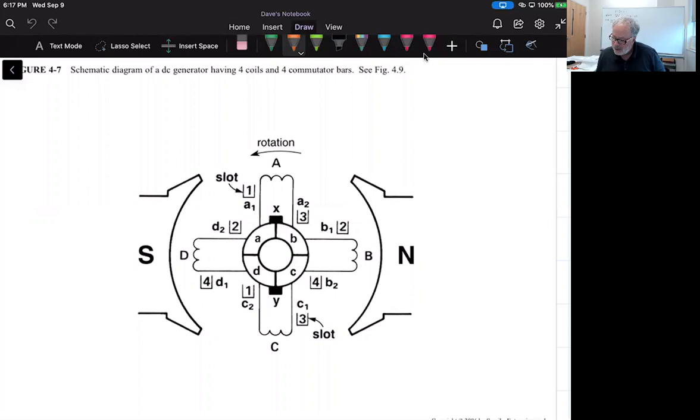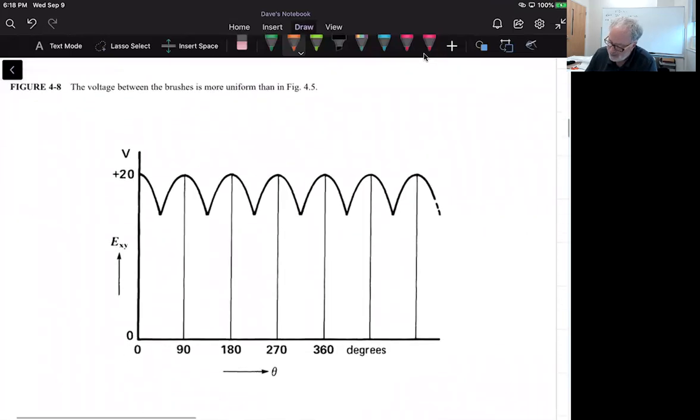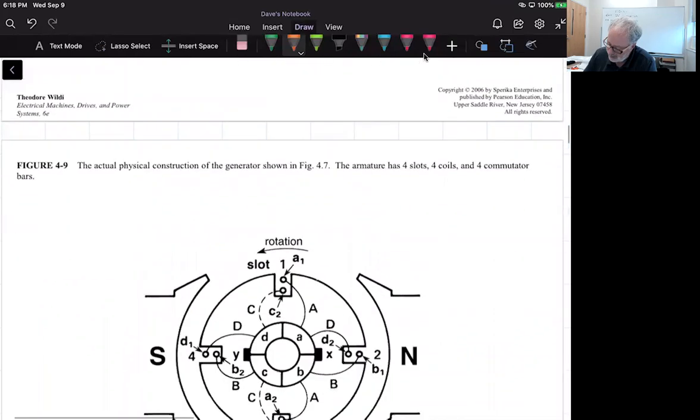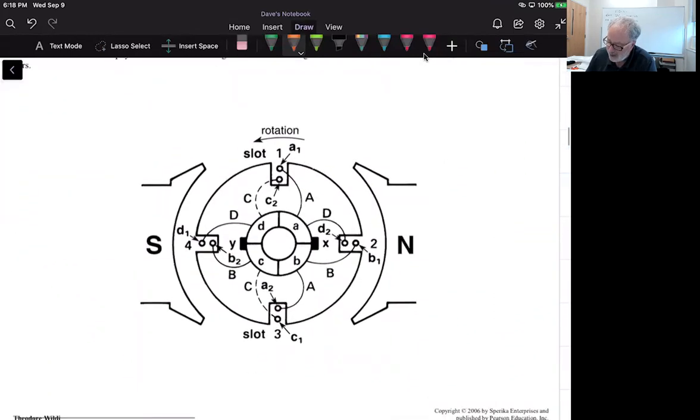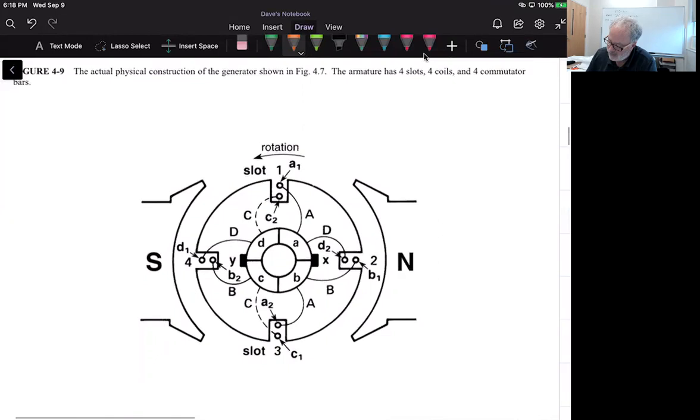When we look at figure 4.7, this is a schematic representation of a DC generator having 4 coils and 4 commutator bars. This is what our output voltage looks like from there. And we'll also contrast the schematic diagram to an actual physical construction of the generator.